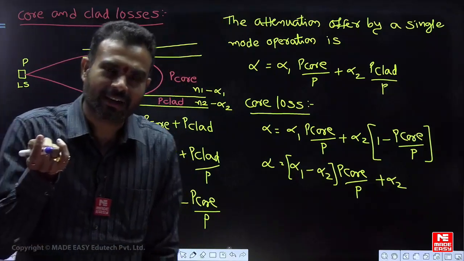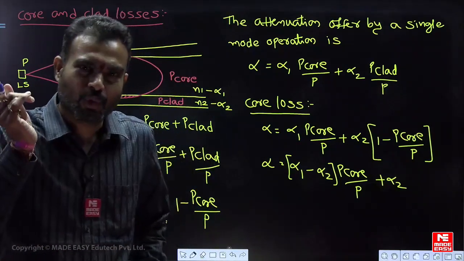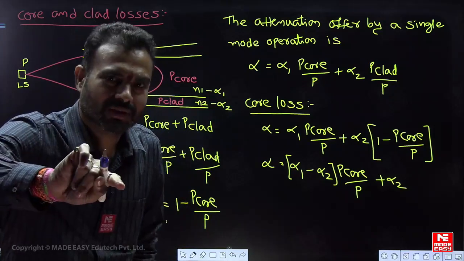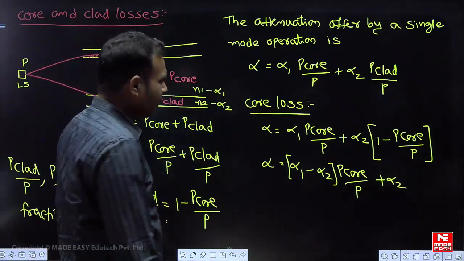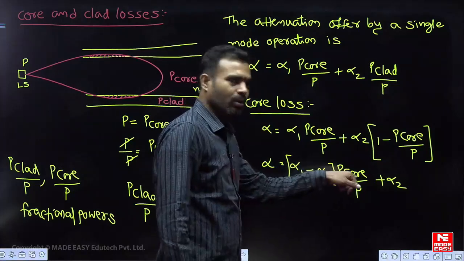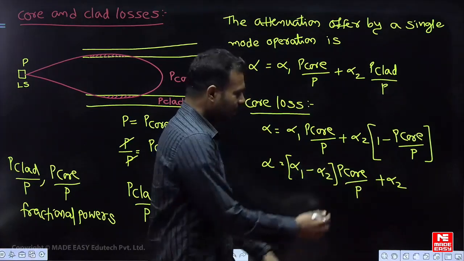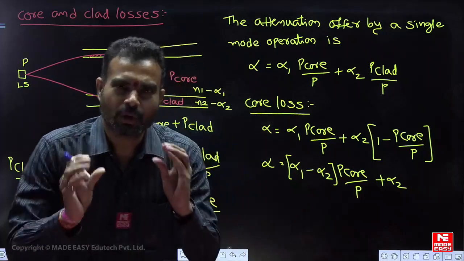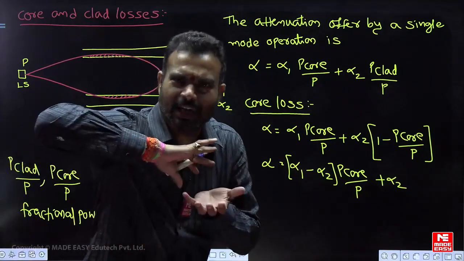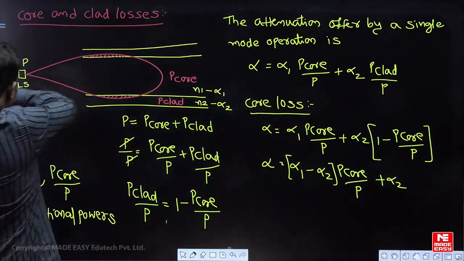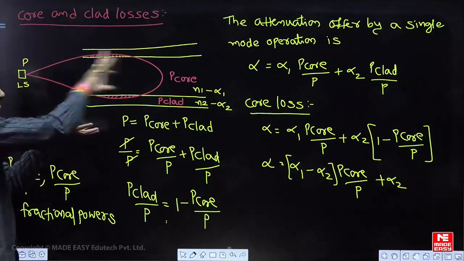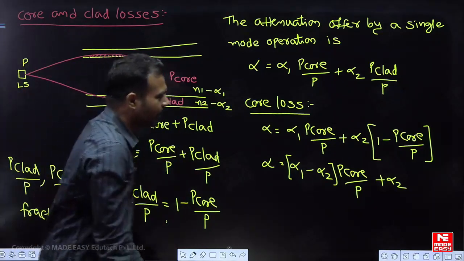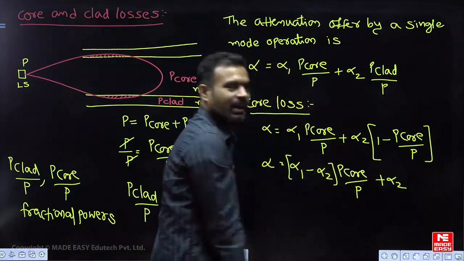Now we are calculating the effect. If only power goes into the core, observe carefully, entire power from the light source goes into the core. Definitely P core and P become the same. Then what happens is P core is equal to P.